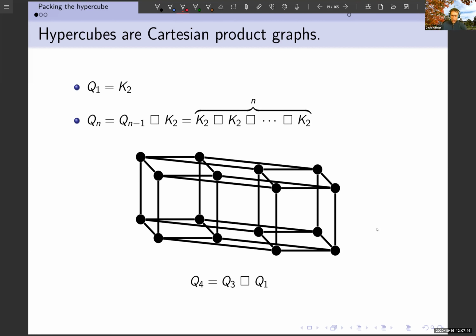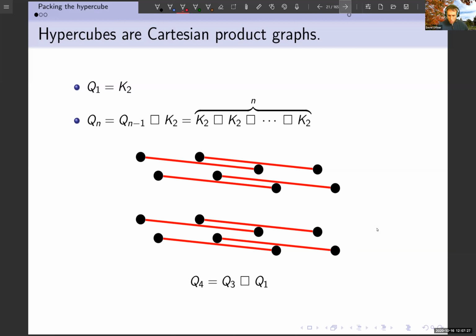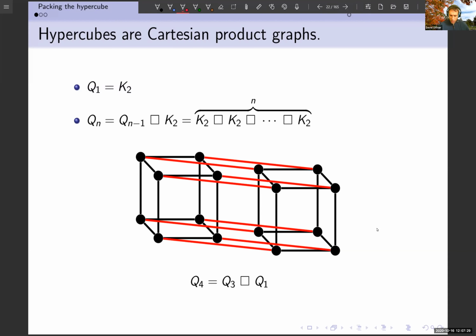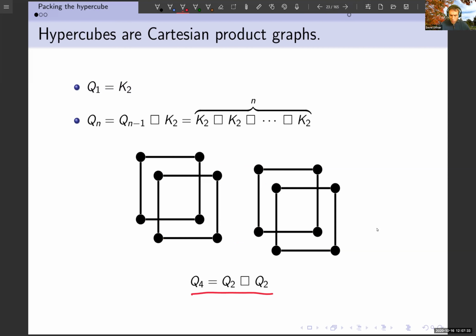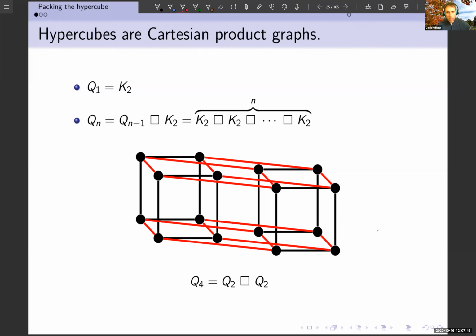So for example, Q4 is the Cartesian product of Q3 and Q1. So here's two vertical copies of Q3 with 8 horizontal copies of Q1. But we can also think of Q4 as the Cartesian product of Q2 with itself, right? So here's 4 vertical copies of Q2 and 4 horizontal copies of Q2 that make up a Q4, right?